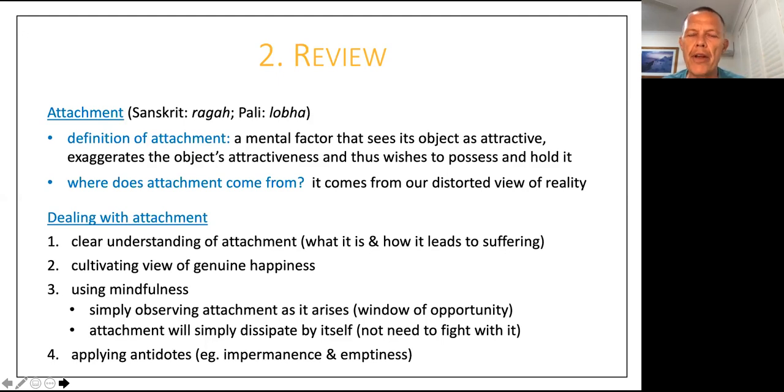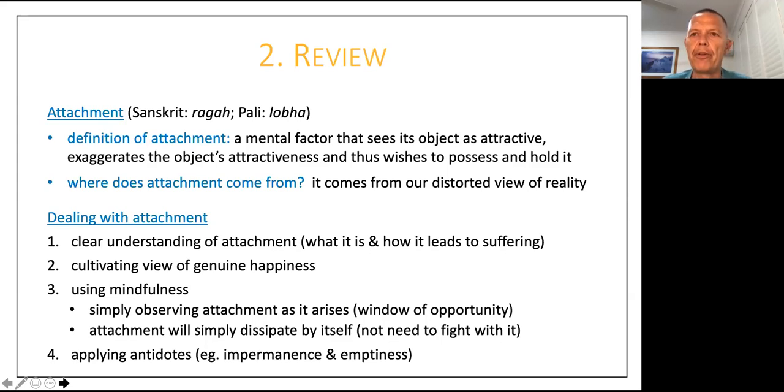So we saw there that attachment is a mental affliction, it's a mental factor that sees its object as attractive, it exaggerates the object's attractiveness, then wishes to possess and hold the object. Where does this attachment come from? What's the underlying reason that attachment arises? It's our distorted view of reality.